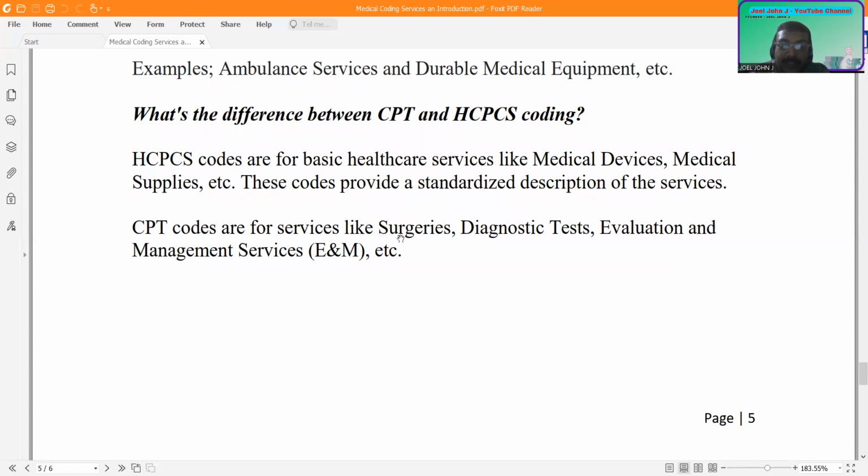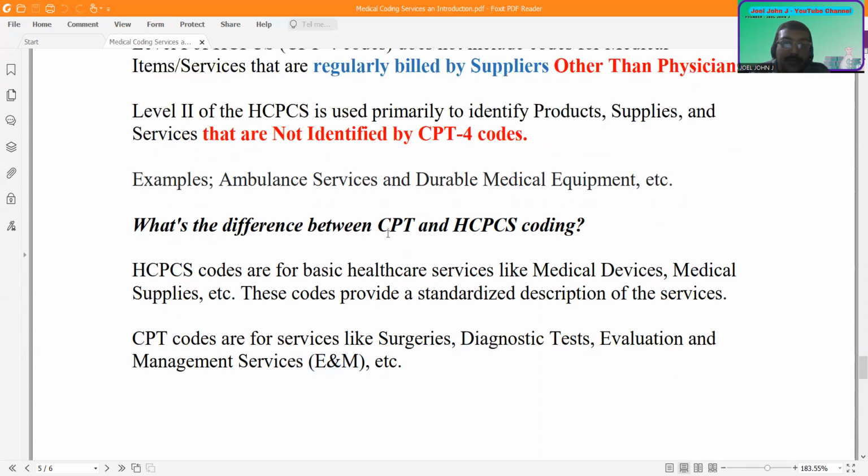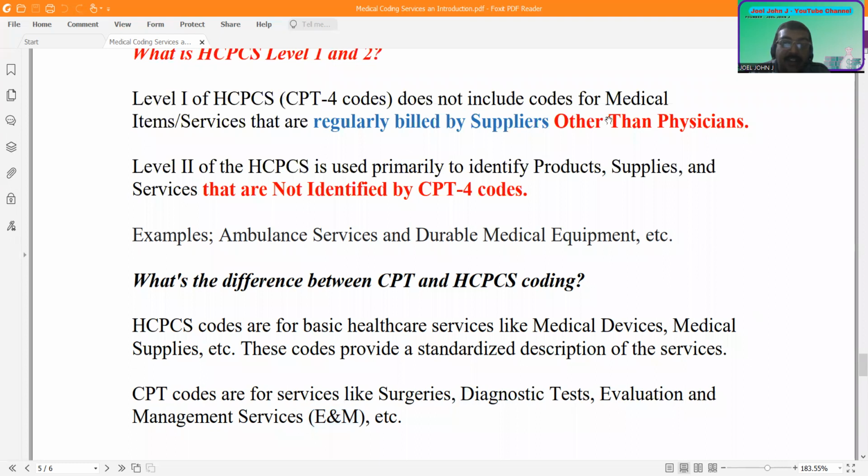CPT codes are for services like surgeries, diagnostic tests, evaluation, and management services, in short called E&M CPT coding. This is the kind of vacancy you'll see in Naukri as well: E&M CPT coders required, that is, CPT coders for evaluation and management services required. So now you will understand it very well, right?